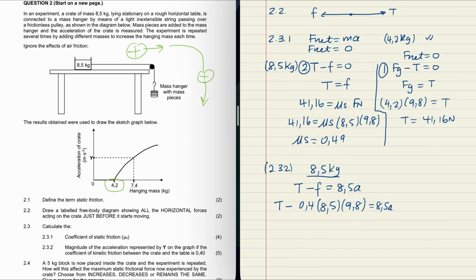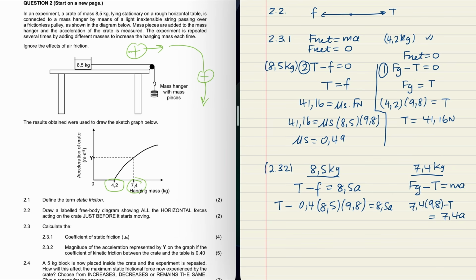Now, let's take a look at the hanging mass. So at y, when the acceleration is y, the hanging mass has a mass of 7.4 kilograms. So for the 7.4 kilogram mass, we are going to have Fg minus tension equal ma. So Fg is going to be 7.4 multiplied by 9.8, minus the tension, is going to equal 7.4a.